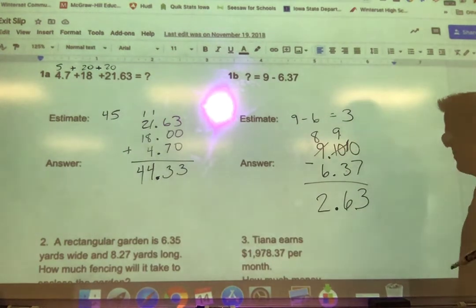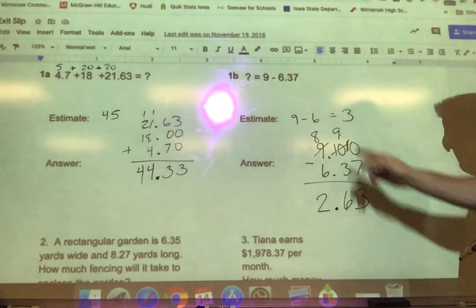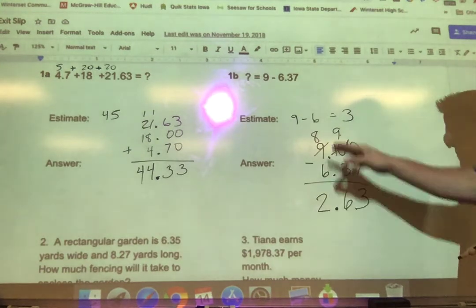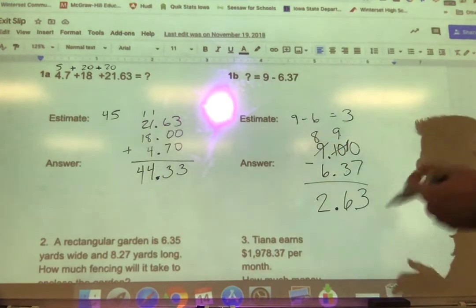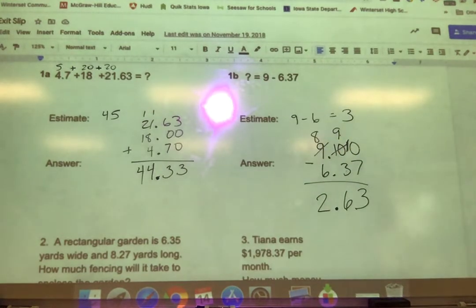Again, that's that traditional way of, we used to call it borrowing, but now we say decompose units of higher value. And every time you take one away, you know that gives you 10 of the other column, because all the columns are 10 times different in size than the column beside it.